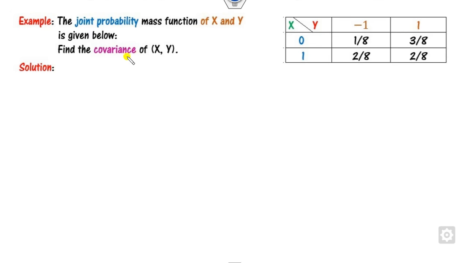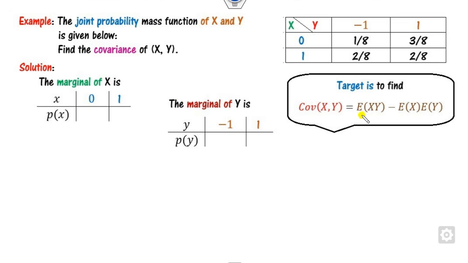Look at the second example. So again you have to find the covariance. It means your target is to find this one here. So we will apply step number 1. We find the marginal of x. Now x consists of only two values, 0 and 1. Y consists of two values, -1 and +1.